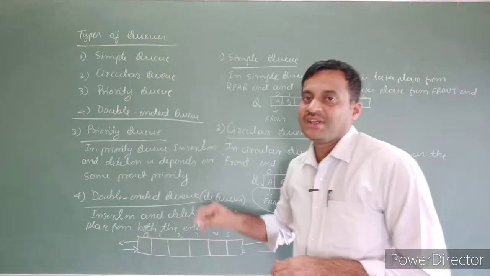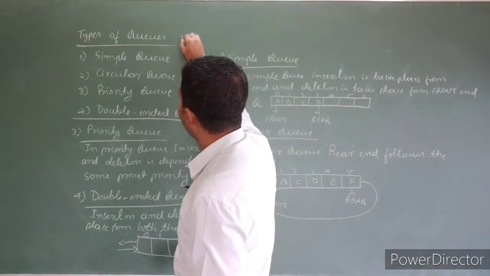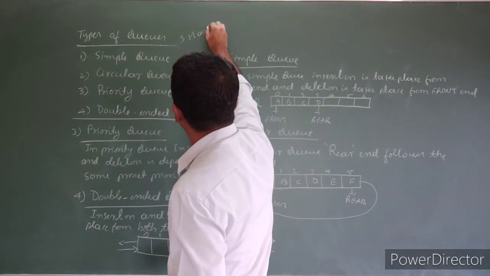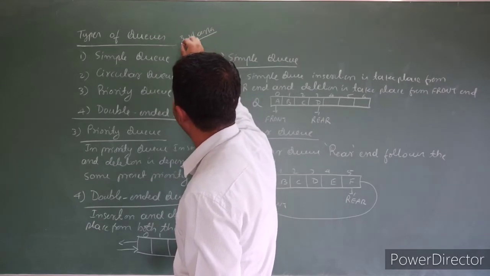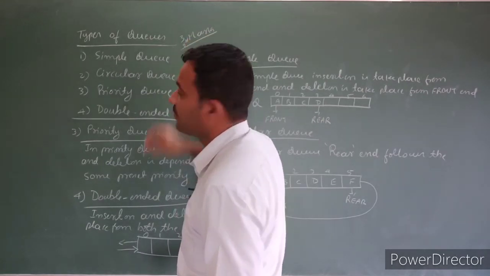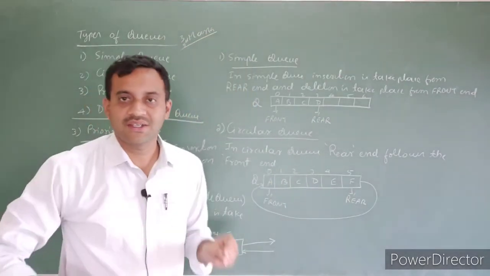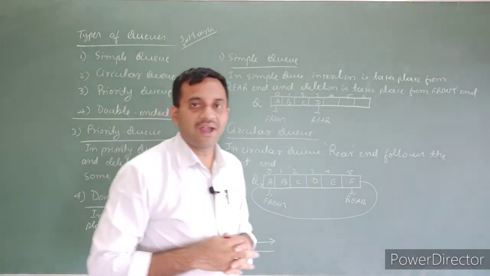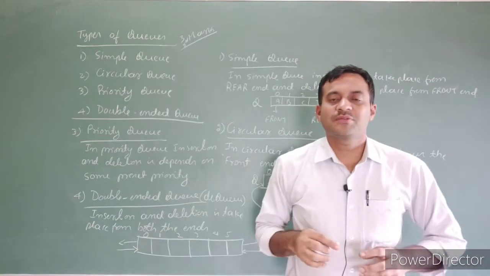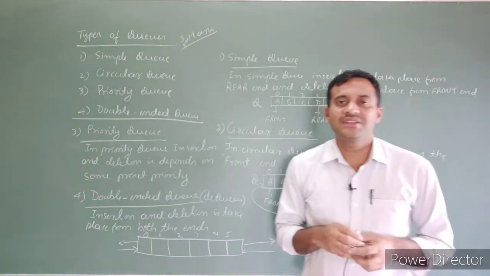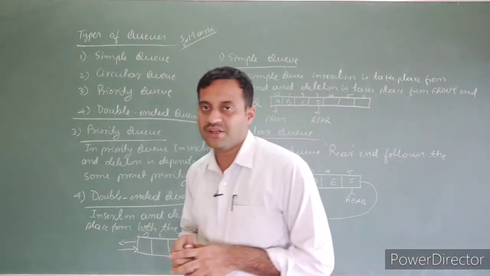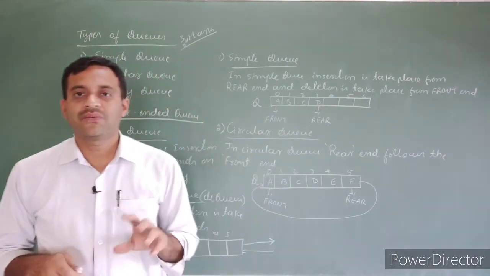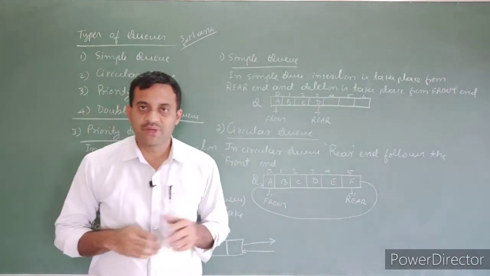In examination, it is asked for 3 marks. Sometimes also asked for 5 marks. 3 or 5 marks question. Mark it as important. Queue is an ordered collection of items. Insertion takes place from the rear end. Deletion takes place from the front end. So queue follows first in first out principle.